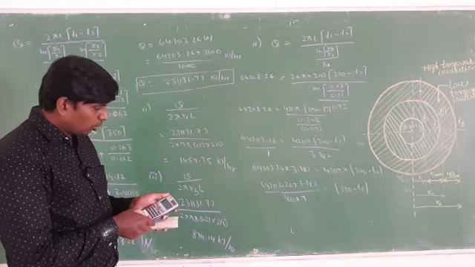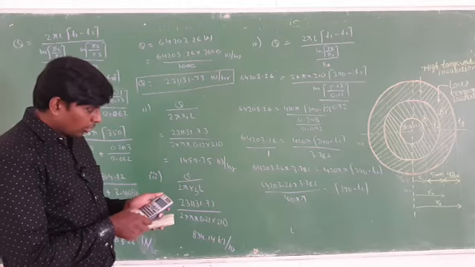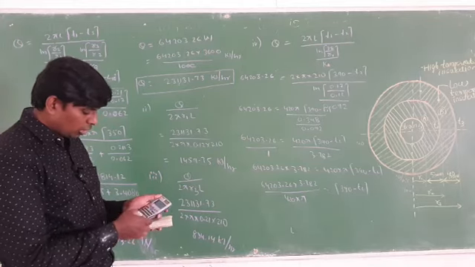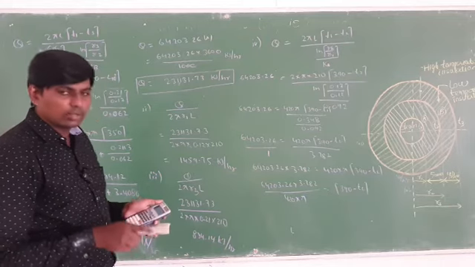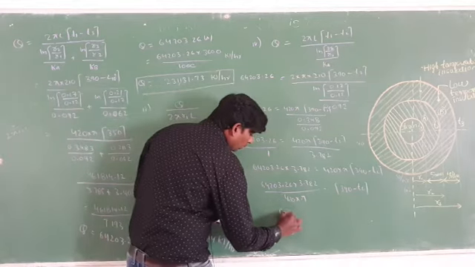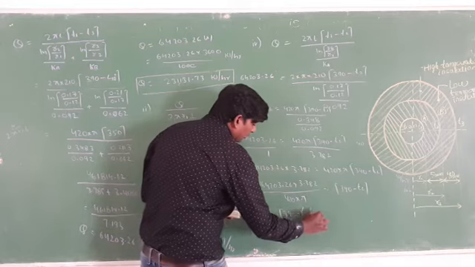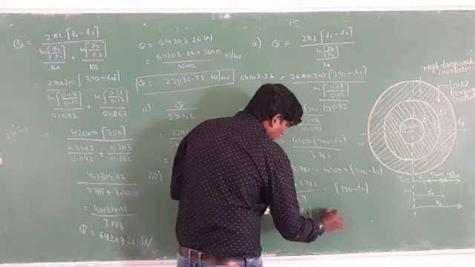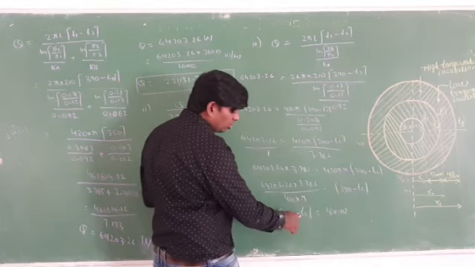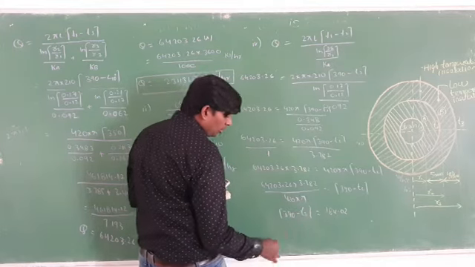64203.26 into 3.782 divided by 420 into pi. So here you are getting 184.02. I will shift this side. This is a negative value; if you shift that side it will become positive.